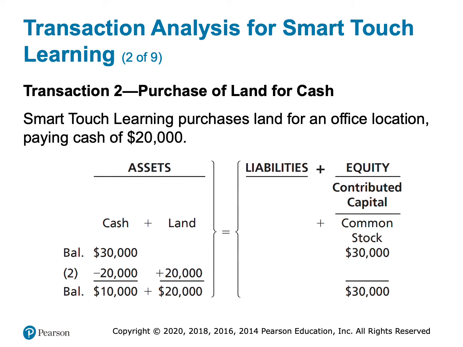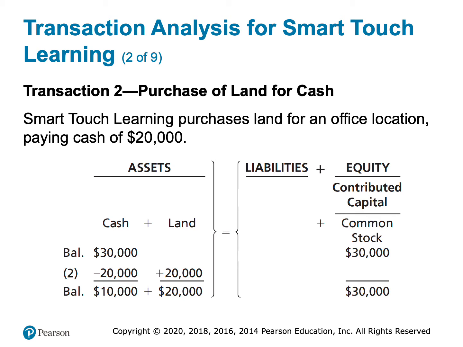But I also got land. So now I own land, and therefore it's an asset because I own it. And so the assets are going to also increase by $20,000. So cash went down, but land went up. So overall, the equation still balances, and assets still equal liabilities plus equity.